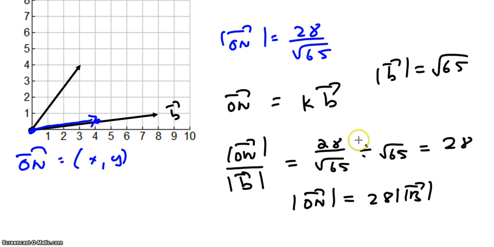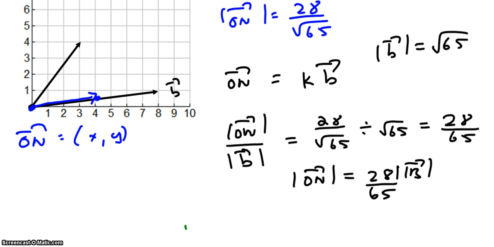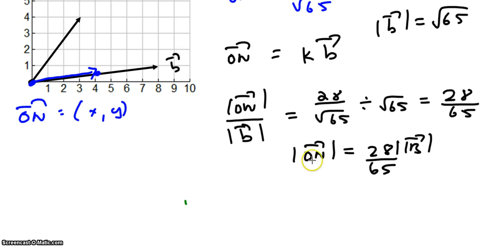Actually, I found the mistake. When you divide this, you get 28 over 65. So in other words, we can say that ON is actually a fraction of B, and this is the fraction. So if the magnitude is 28 over 65 of B, we can therefore say that ON, the vector itself, is a fraction of the B vector.